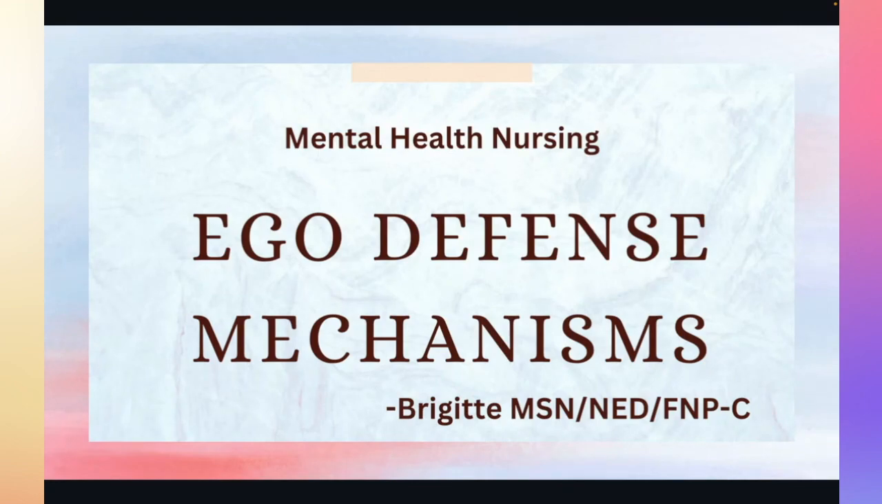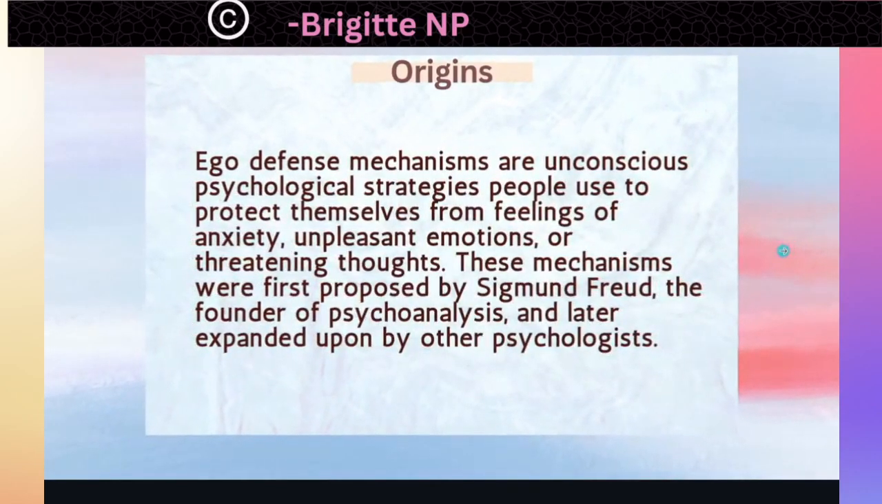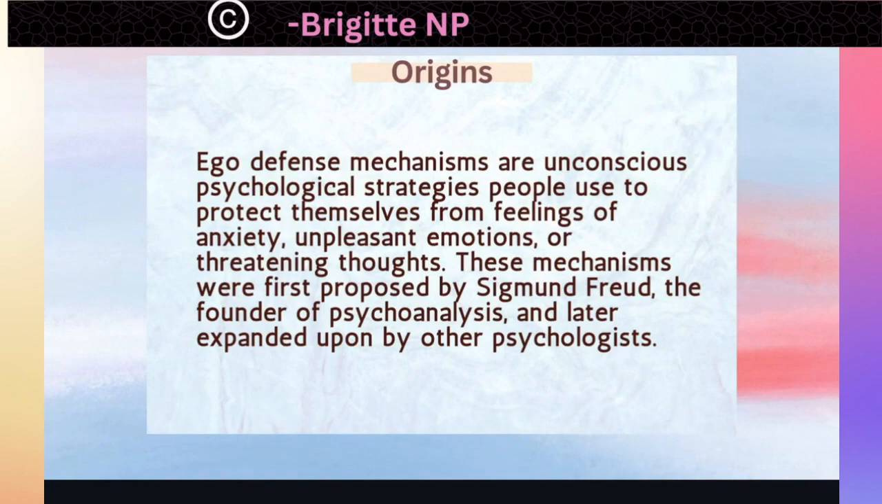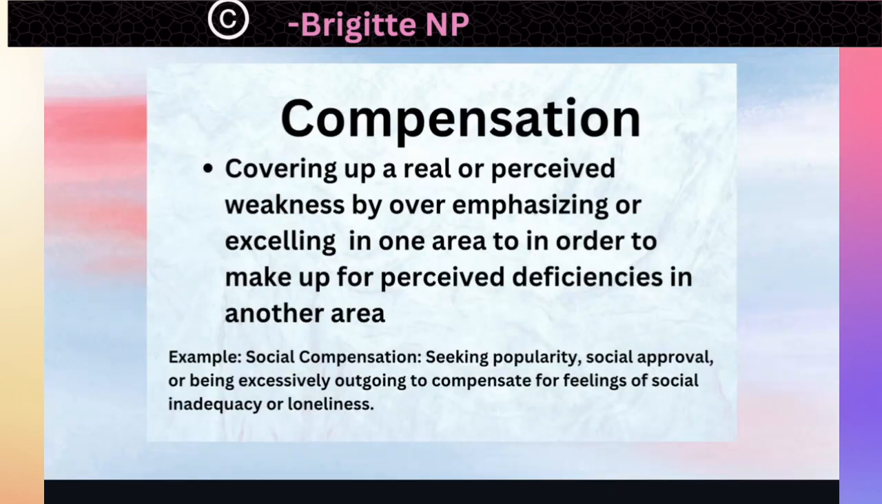This is specifically for mental health nursing and discussing different types of ego defense mechanisms. So, first, what are the origins? Ego defense mechanisms are unconscious psychological strategies people use to protect themselves from feelings of anxiety, unpleasant emotions, or threatening thoughts. These mechanisms were first proposed by Sigmund Freud, the founder of psychoanalysis, and later expanded upon by other psychologists. Your textbooks may vary and may have different ego defense mechanisms, but I'm going over the most common ones.